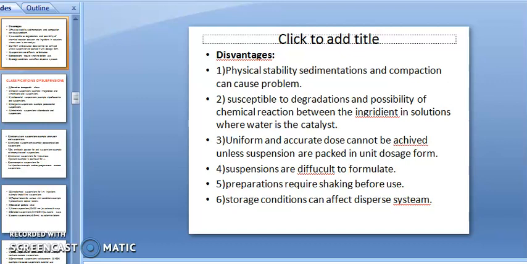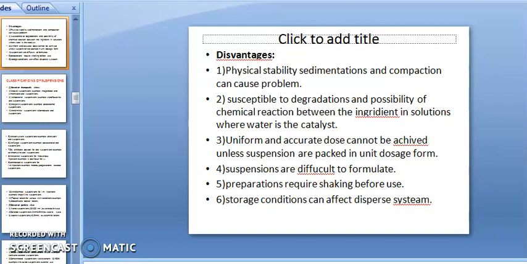Uniform and accurate dose does not achieve unless suspension are packed in unit dosage form. आता when we are preparing the 100 ml solution, it requires shaking and appropriate dose should be achieved. Because of settling of particles, viscosity of your liquid may be affected. If you are preparing the unit dosage form, that is the 5 ml, 10 ml dosage form, that can achieve the very good suspension.